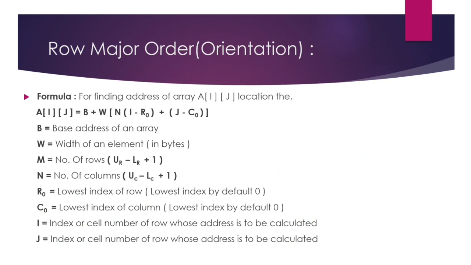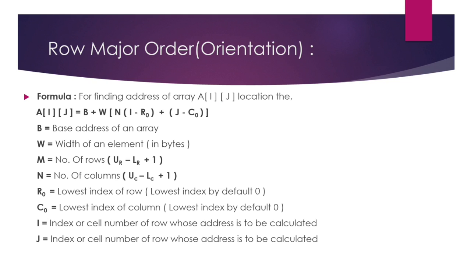And see the formula. A[i][j] is equal to b plus w in a bracket, n times (i minus r0) plus (j minus c0). r0 is the first location of the row and c0 is the first location of the column. I and j are both the indices of the particular element whose address we are going to find.